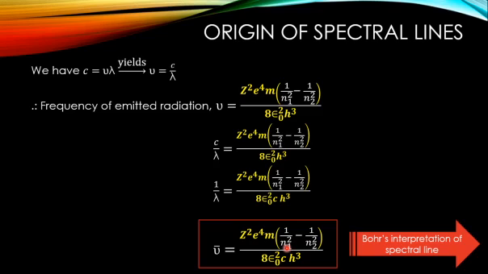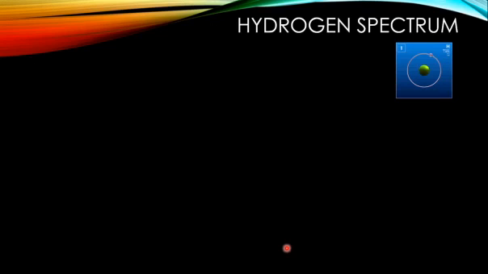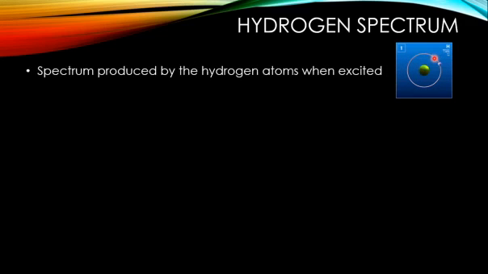Now let us see whether it matches with the experimental data of the hydrogen spectrum. For that, let us consider a hydrogen atom, which has atomic number 1. What does that mean? It has one electron revolving around the nucleus. It is the simplest atom in the periodic table, and this is the ground state of hydrogen. Whenever this electron is excited, a spectrum will be produced once it relaxes down to the ground state.